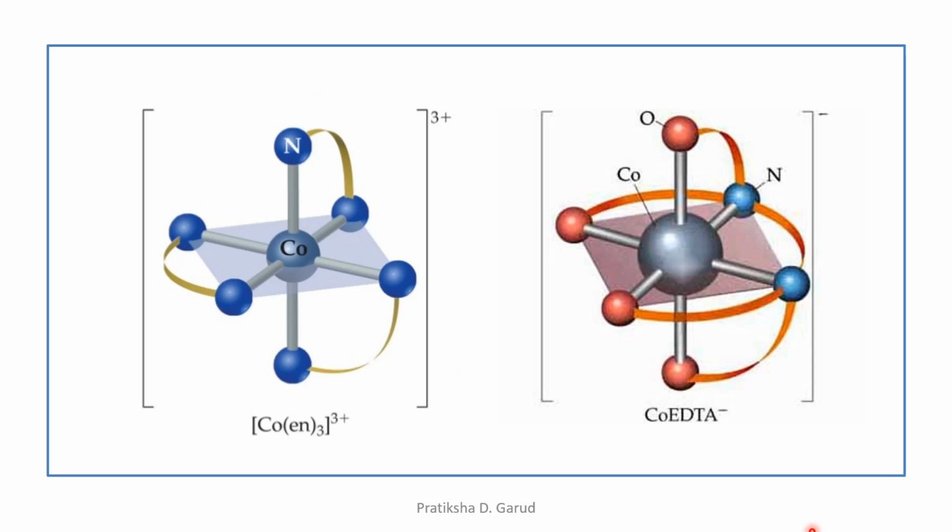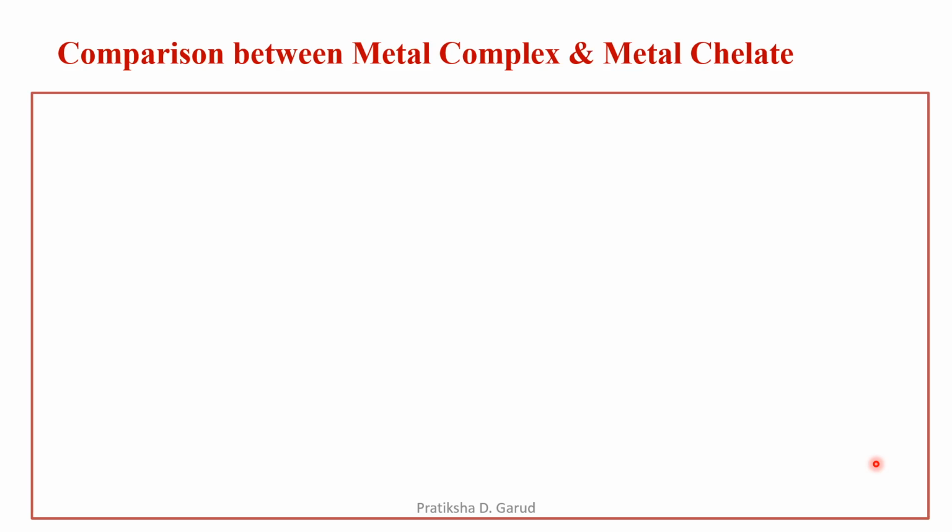The second example of a chelate is Co(EDTA) minus. Again, we have at the center a cobalt metal and it is surrounded by ligands. Each ligand consists of oxygen and nitrogen donor atoms, linked to the central metal. So this Co(EDTA) is again an example of a chelate and the ligands are known as chelating ligands.